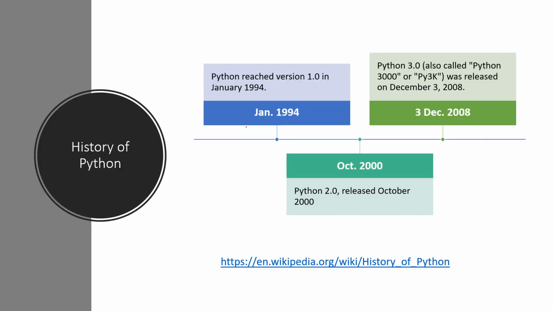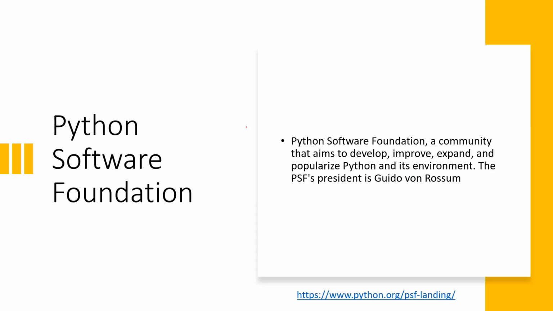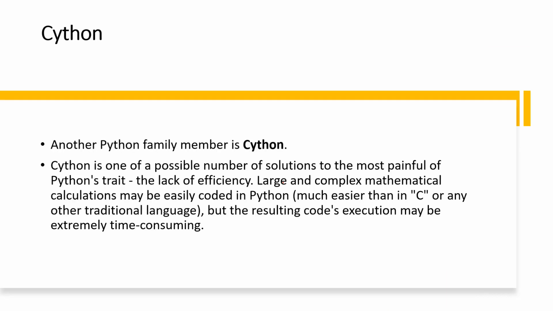Now, on the history of Python: version 1.0 was released in 1994, then Python 2.0 was released in October 2000, and then Python 3 in 2008. After 2008 it has continued with versions 3.7 and onward. It's managed by the Python Software Foundation, a community that aims to develop, promote, and expand the Python language. And if you go over here, you will find out who is running the Python Software Foundation.